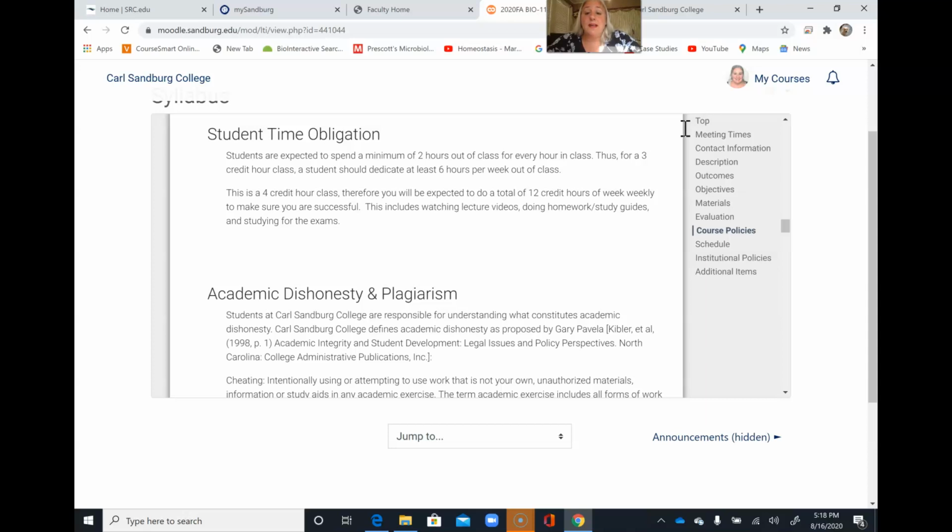So what we expect typically is for every hour you spend in class, you're going to spend at least 2 hours outside of class. And since this is a 4 credit hour class, that means that you would be spending 8 hours outside of class. So what does all of this mean? This 12 hours each week, 4 hours in class, 8 hours outside of class.